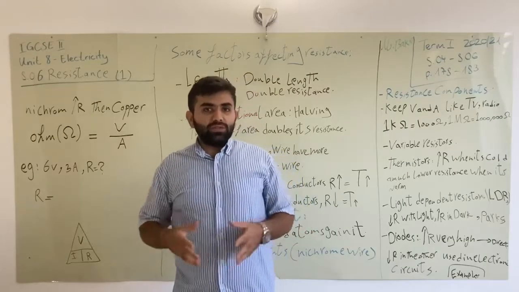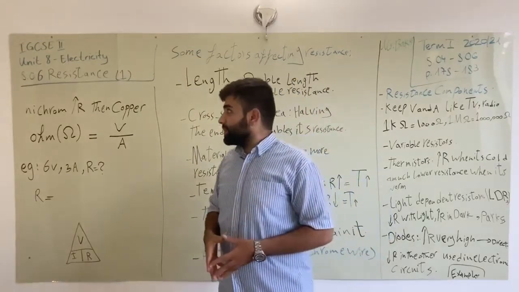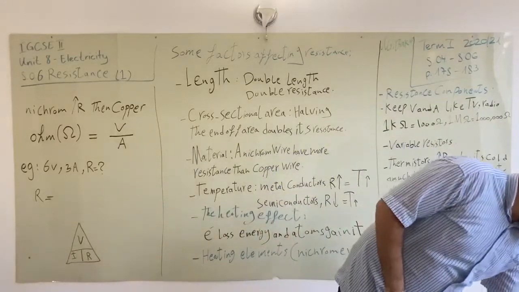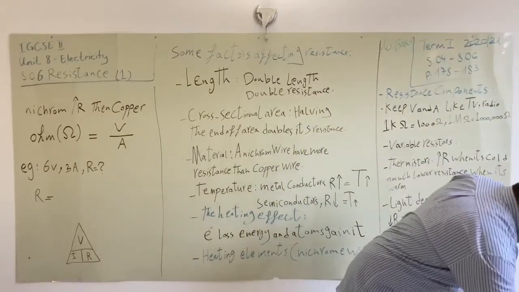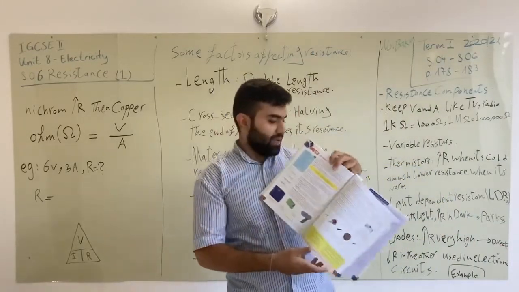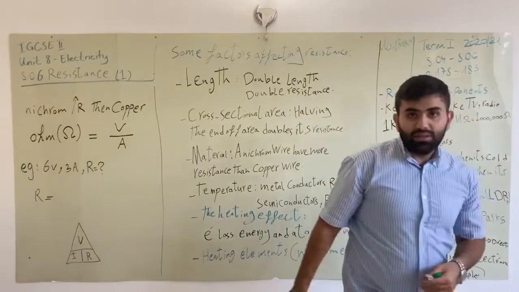So we're gonna continue with 8.06 resistance. First of all, today we're gonna talk about resistance, as you can see in your book, page 182. Okay? So, what is resistance?